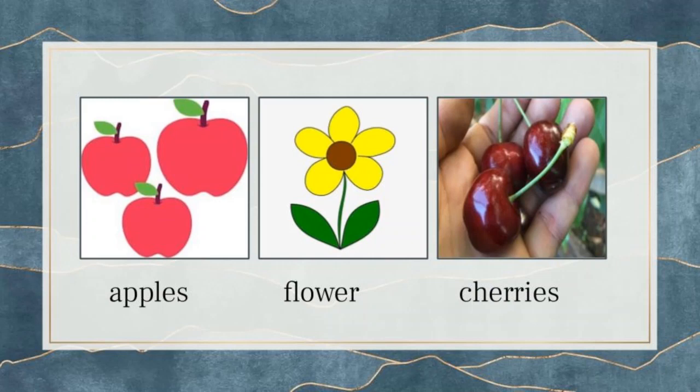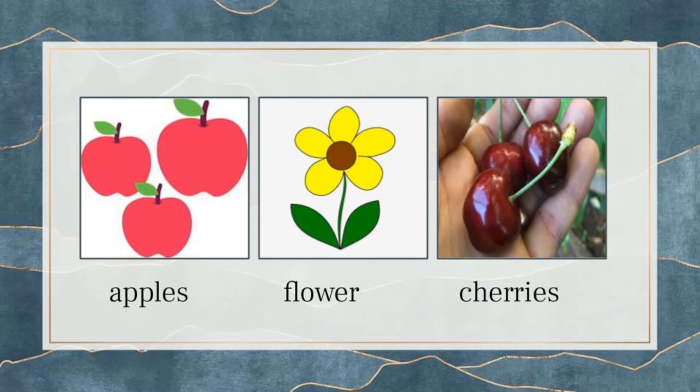Okay. How many apples are there, first of all? 3 apples are there. Yes, you're right. Let's move to the next one. What is the second picture? It's a flower. How many flowers are there? Just one flower. Okay. Let's move to the next picture. What is the third picture? 3 cherries are there.